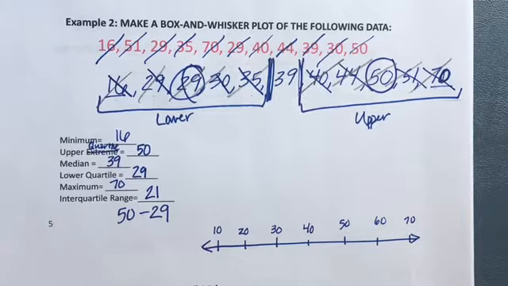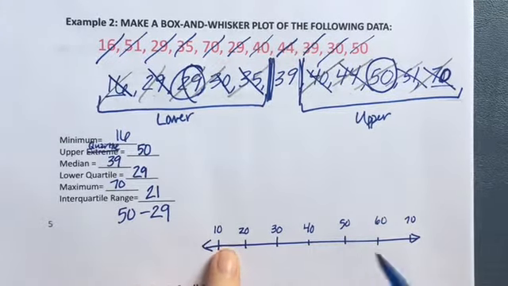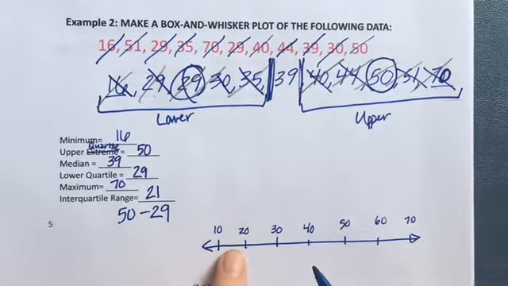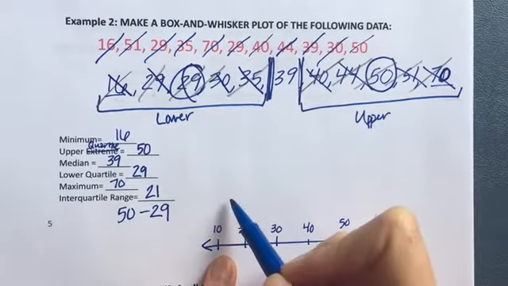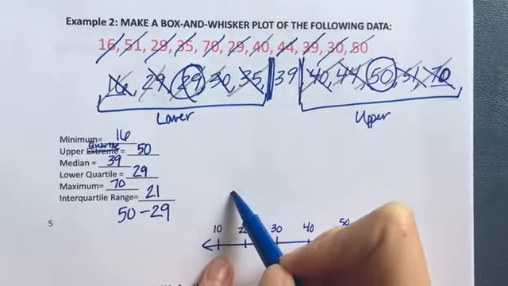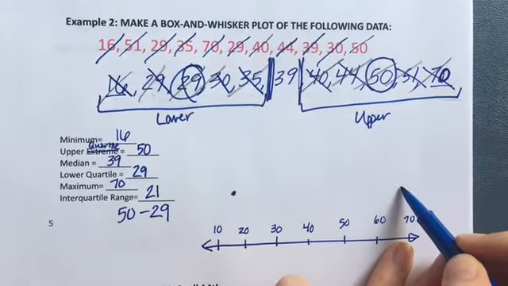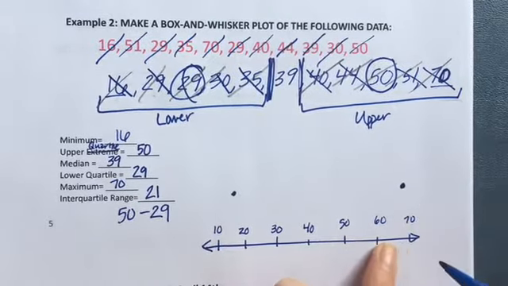So, first of all, I'm going to put my 5 important points. I'm going to put my minimum. Now, do I have a 16 on this number line? No, I have to estimate. Between 10 and 20, exactly in the middle is 15, so just slightly to the right, really almost undetectable. So, 16. Then we have a maximum of 70, so I'll drop that point up here.